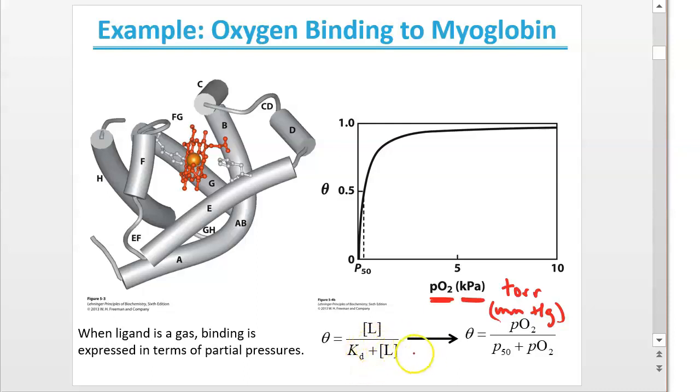So the equation works out the same, except instead of concentration of ligand, you put the partial pressure of oxygen, and instead of a dissociation constant, you get something called a P50, which is the partial pressure of oxygen that gives you 50% of the saturation or 50% binding sites. That's enough to go through on the PowerPoint slides.